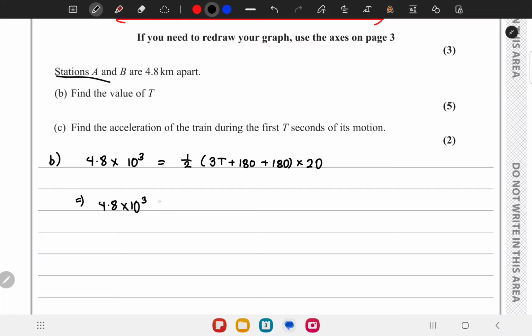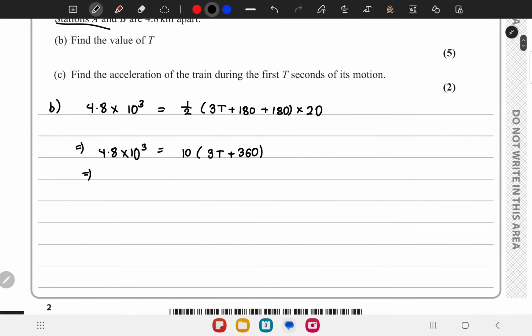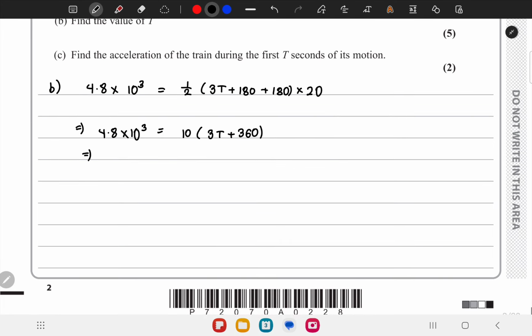From here, if we keep calculating, we get 10 times 3t plus 360. We can divide both sides by 10 to get 4.8 times 10 squared equal to 3t plus 360. 4.8 times 10 squared is basically 480. So 3t would be equal to 480 minus 360. The value of t would come out to be 40.